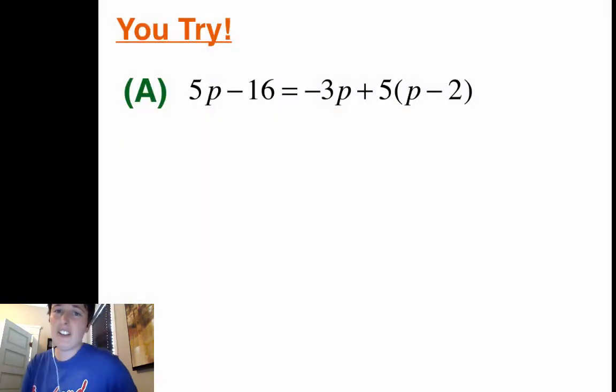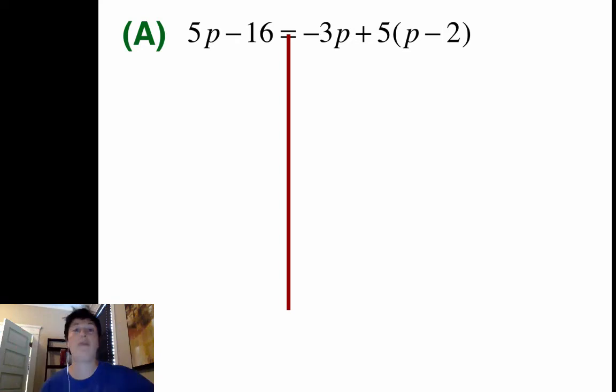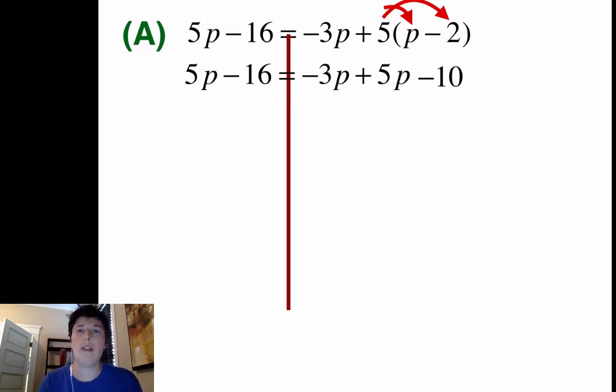Okay, are you ready to check your answer? Did you finish? Let's do it. So first process, line down the equal sign. Parentheses tell me we've got distributive property, so that's the first thing I'm going to tackle. I'm going to multiply the 5 inside. 5 times p is 5p. 5 times minus 2 is minus 10. So that should be your first step. But then we still have everything to the left. So we still have 5p, take away 16 equals negative 3p.